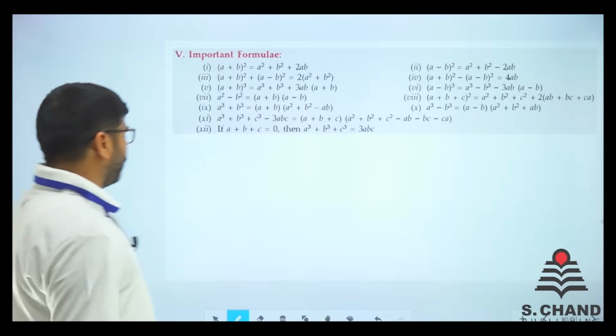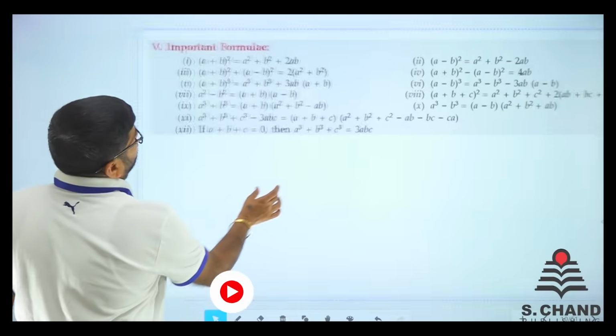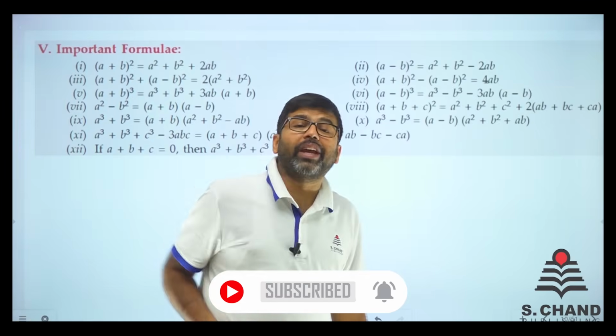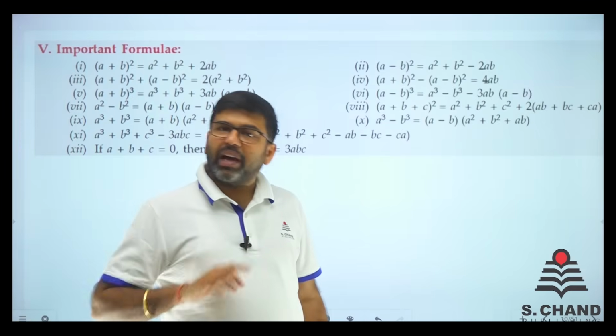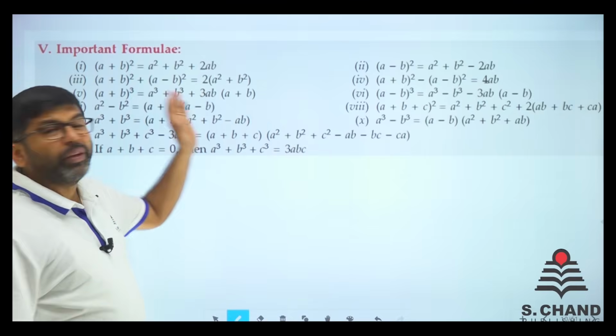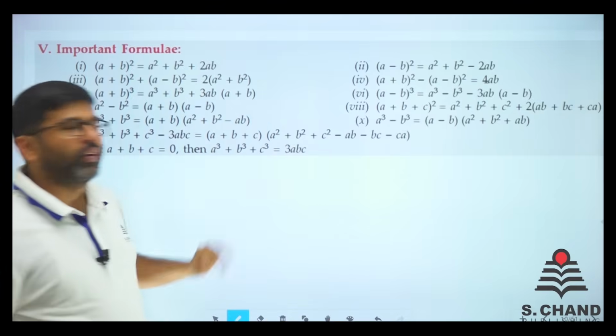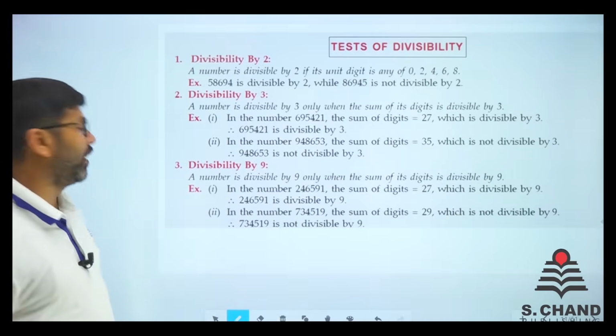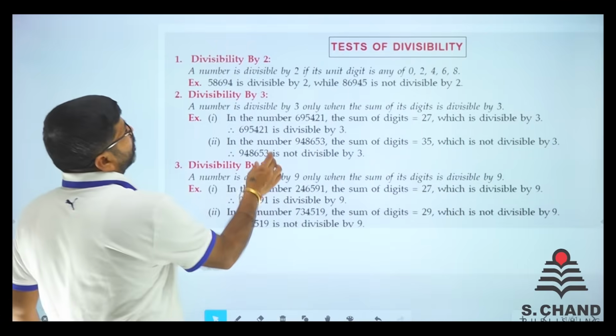Now these are the basic formulas. All the formulas must be written in your copy. Write them twice, thrice, 4 times, because all these formulas are easy, and in all the algebraic expressions you can find them. So I'm not repeating this. You must read it, right? Here we move on to the next part, test of divisibility. So this test is very important.